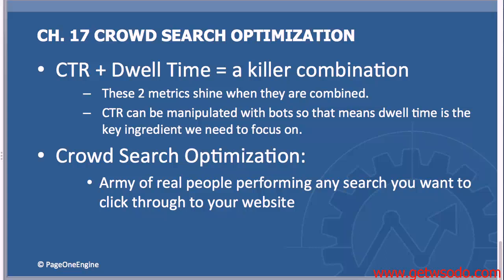Crowd search optimization is simply an army of real people performing any search you want and clicking through to the website. Usually the software for crowd searching is run on a per-credit basis, so you're basically paying every single time someone does this task. That's good because it's not on a monthly basis, which could be a high cost.